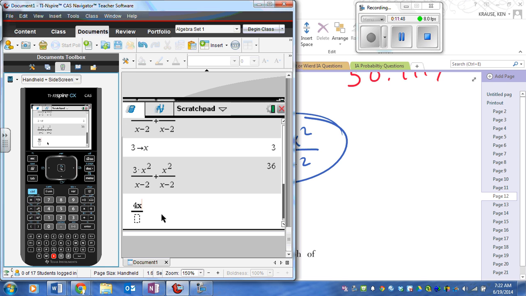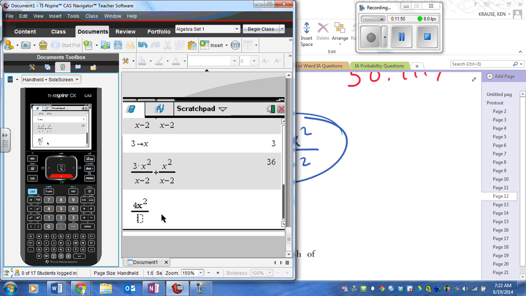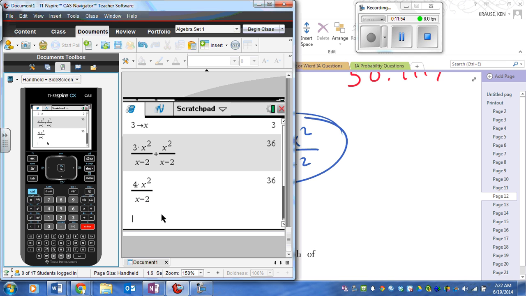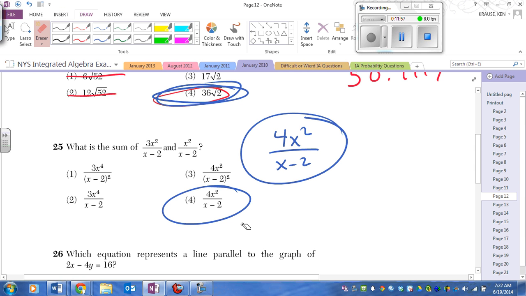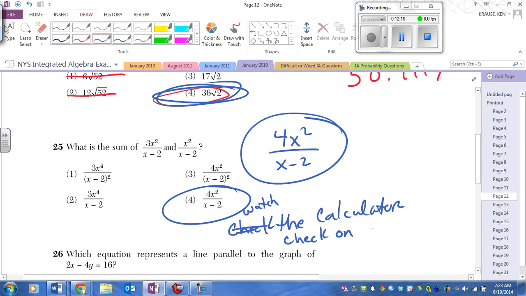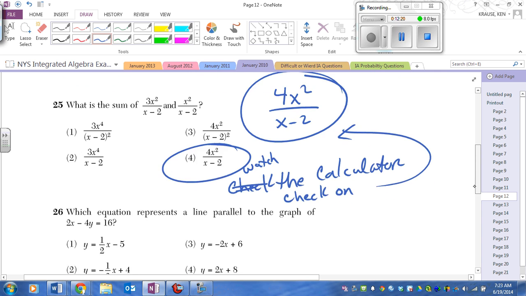4x squared over x minus 2. And that's 36. And that's an easy way to check it. And I'm going to remind people here, check the calculator. Check this. Watch the calculator check on this. Hopefully you watched it.